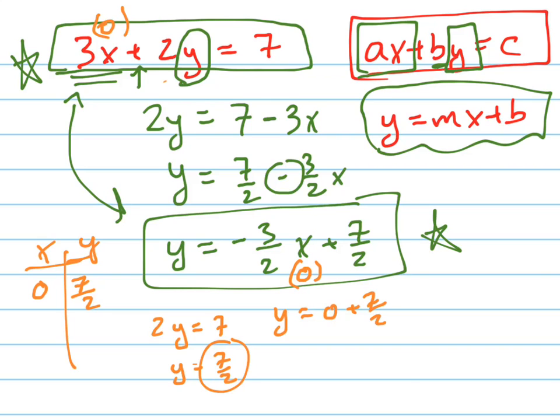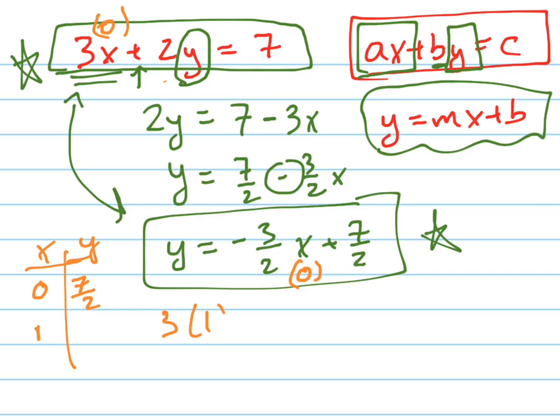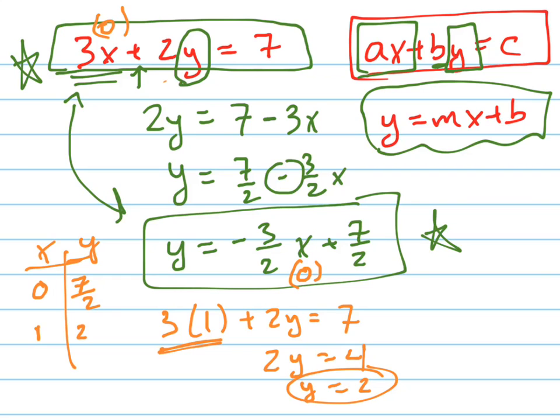Let's do another point. When I plug 1 in for x, I'll erase this and do it again down here. When I plug 1 in for x into the top equation, 3 times 1 plus 2y equals 7. Now let's solve that. This is 3, so now I have to subtract it from both sides. 7 minus 3 is 4, and now I divide both sides by 2. I get 2. So when I plug in 1, I get out a 2. And I can keep doing that.